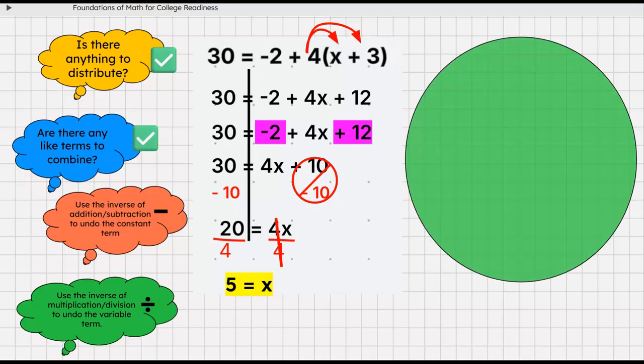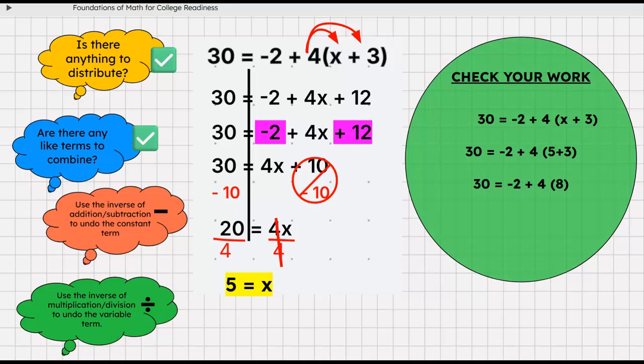We still need to check our answer. We had 30 equals negative 2 plus 4 times x plus 3. When we substitute our 5 in for the variable x, we will have 30 equals negative 2 plus 4 times 5 plus 3, or 30 equals negative 2 plus 4 times 8, which is 30 equals negative 2 plus 32. And negative 2 plus 32 is equal to 30. 30 equals 30, and we are correct.